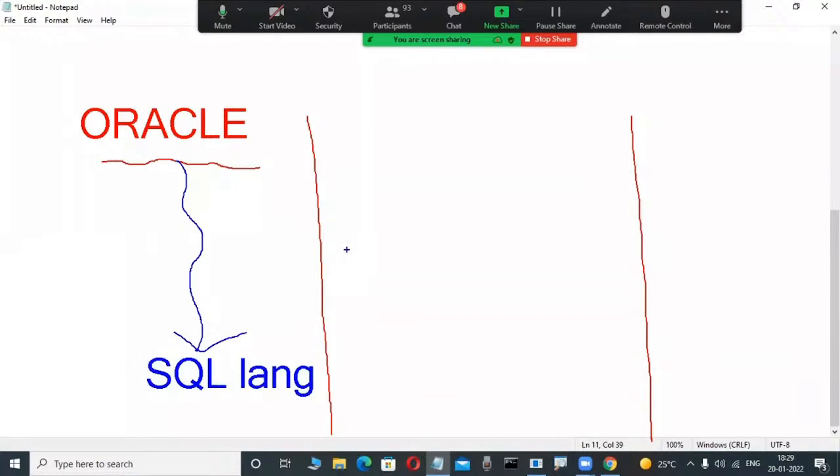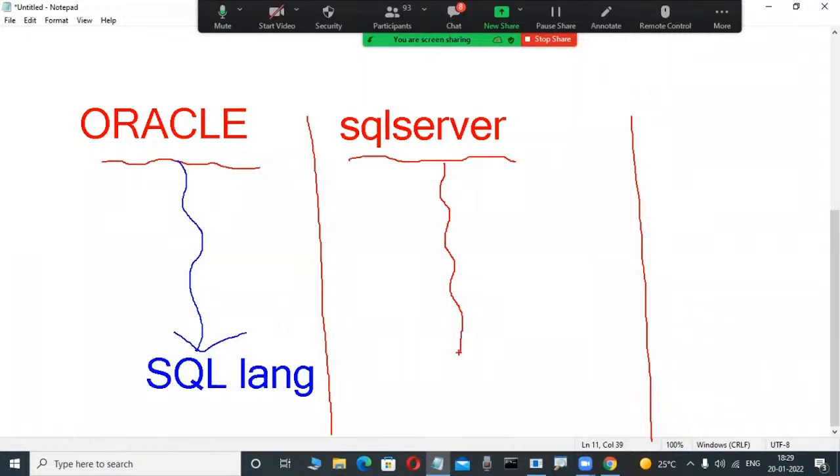Suppose in my company another project also exists. That is also a relational database product, from Microsoft: SQL Server. Some employees are working on the SQL Server product. That is also a database product, like Oracle, but to operate it they use one language only. What is that language? SQL is a language.